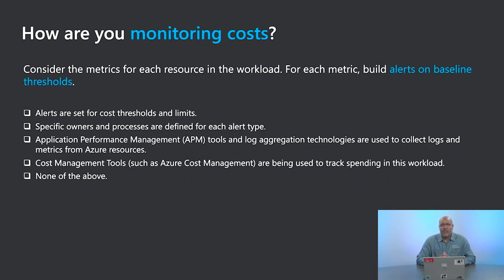How are you monitoring cost of this workload? Consider the metrics for each resource in the workload, and for each metric, build alerts on baseline thresholds. Now let's look at the statements. Alerts are set for cost thresholds and limits. This is to ensure that if any budget is close to the threshold, the cost owner gets notified to take appropriate actions on the change.